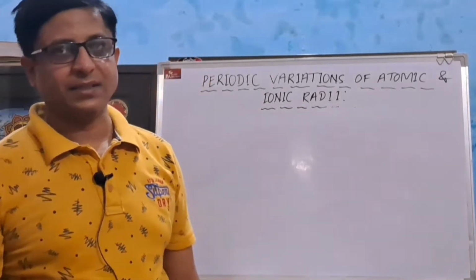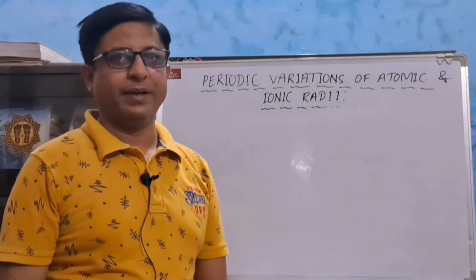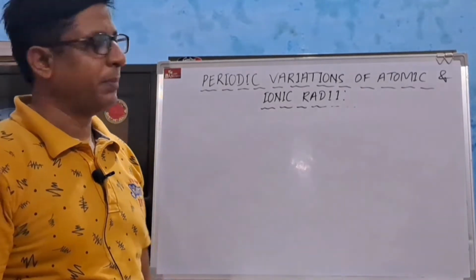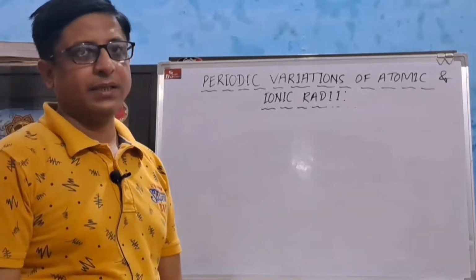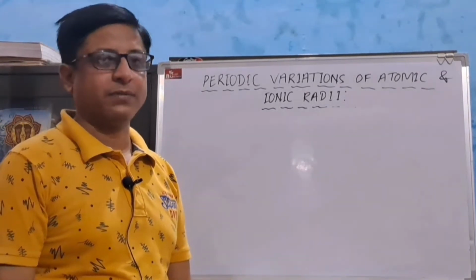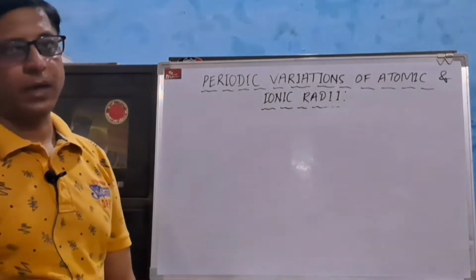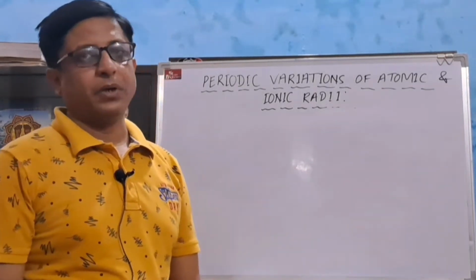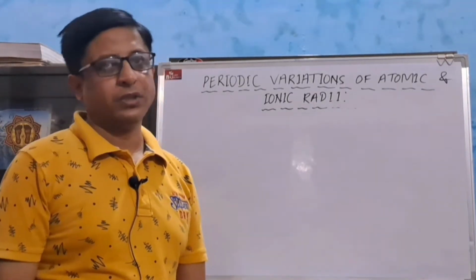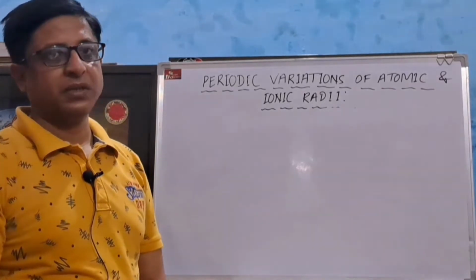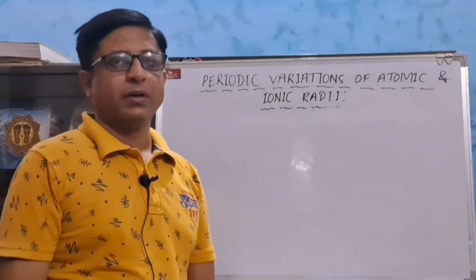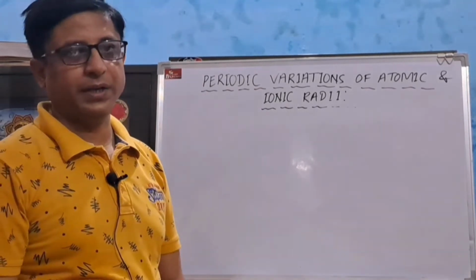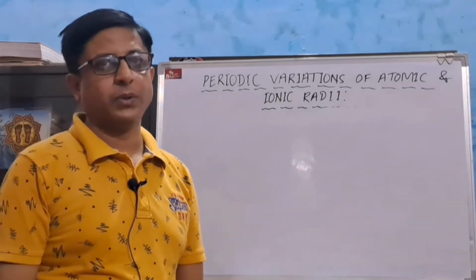Today I shall discuss one important chapter in inorganic chemistry, that is periodic properties. In periodic properties we study mainly four properties. First is atomic radii or ionic radii and its variation along groups and periods in periodic table. Second is ionization potential and its variation around periods and groups in periodic table. Third is electron affinity and last one is electronegativity.